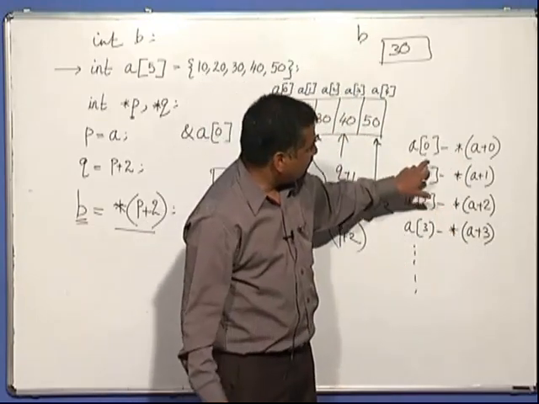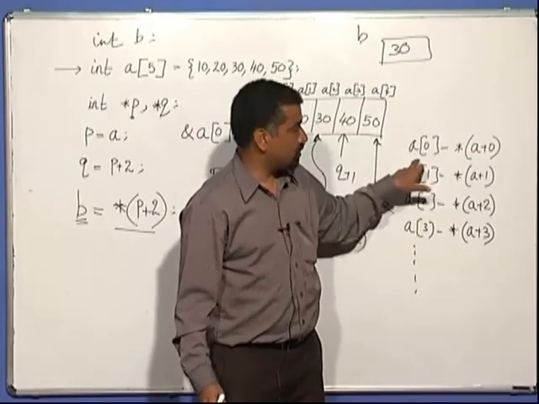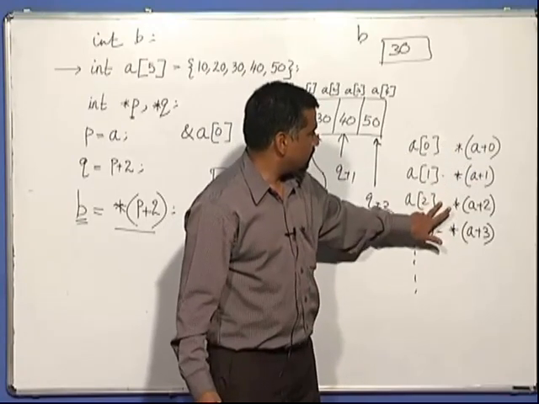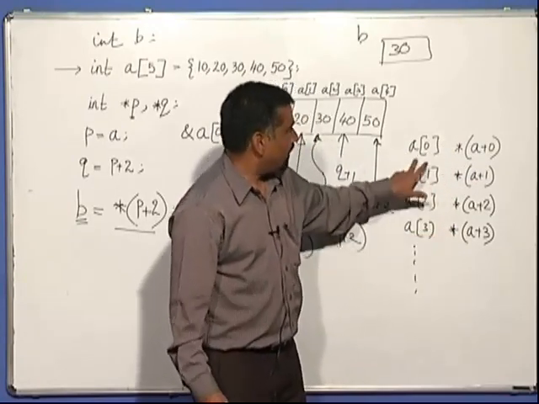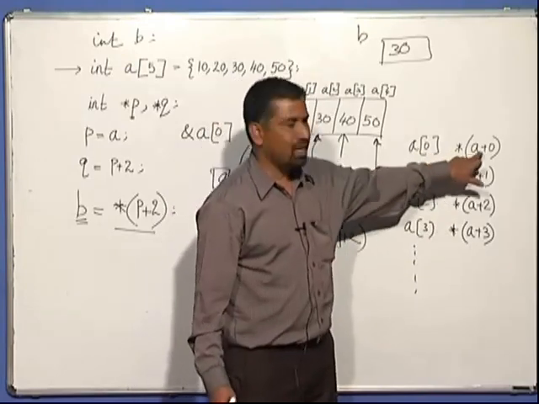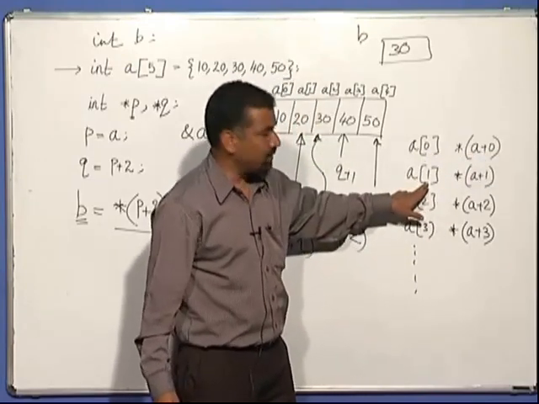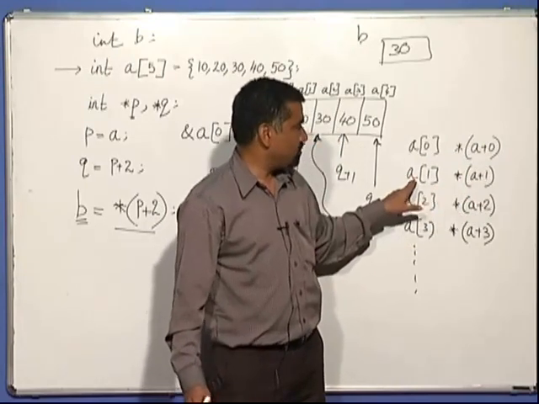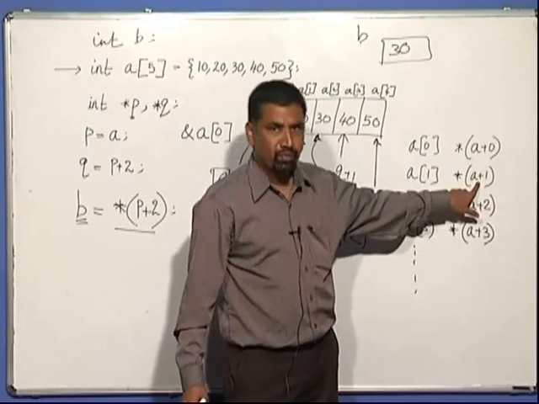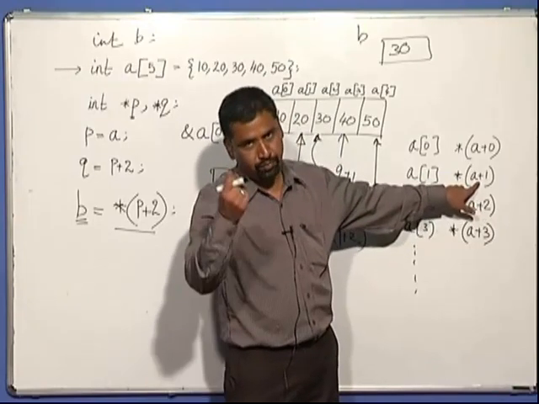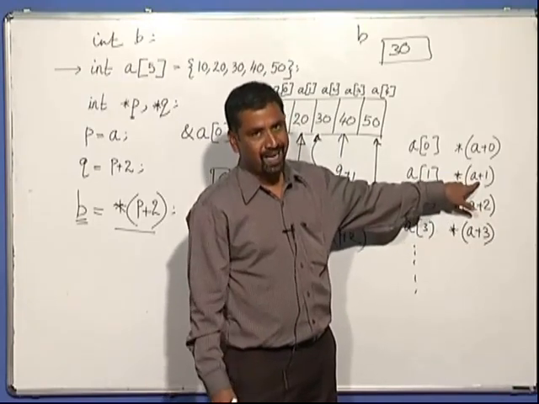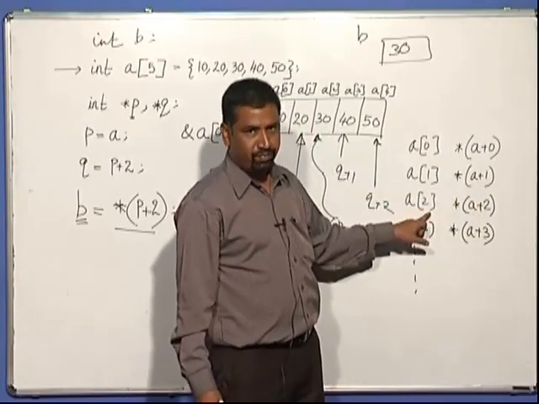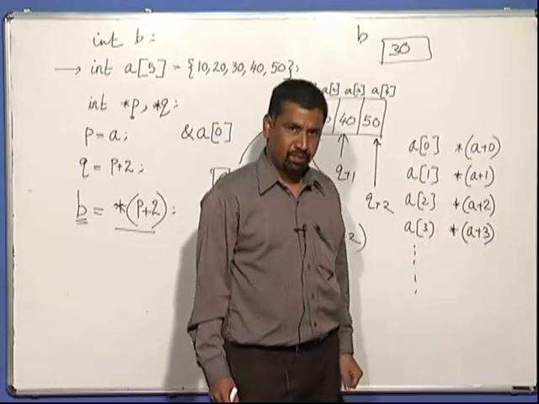I want you to notice that the dash here simply relates these two. A of 0 is the same as star of A plus 0. A square brackets 1 is the same as star of A plus 1. Wherever you can use this, we can now use the pointer notation. If you want, you can check it out with the previous array programs that you have written, one dimensional arrays. Wherever we use A of 2, we can now use star of A plus 2.